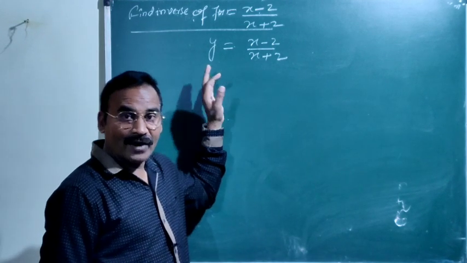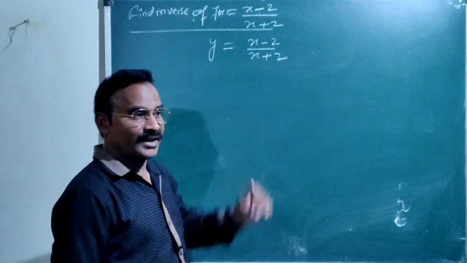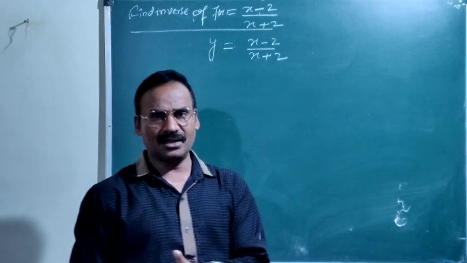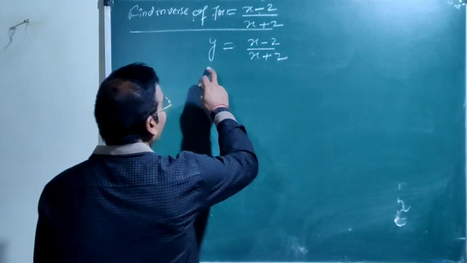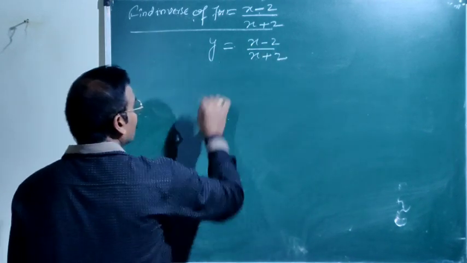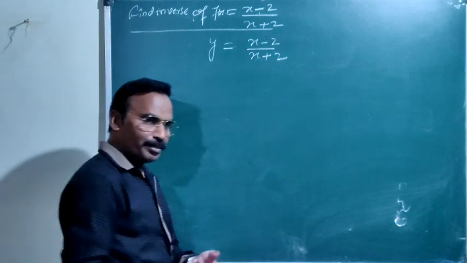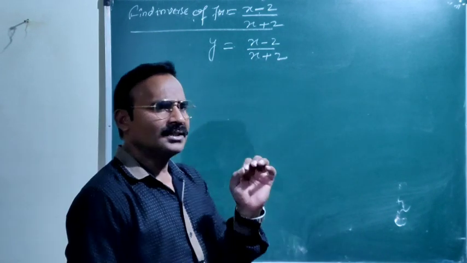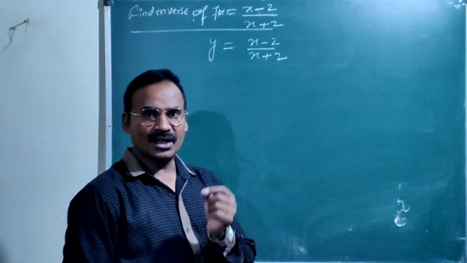Now it is given y equal to f(x). You have to convert it to x equal to f inverse of y, or g(y), we can say. So y equals (x minus 2) upon (x plus 2). By using simple operations, find the value of x. That will be the process to find out the inverse function.